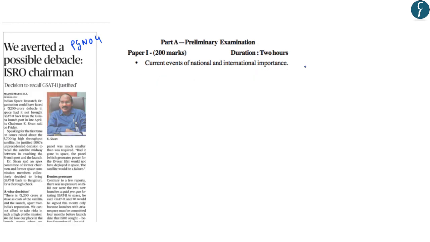The news article on page number 4 is related to a satellite named GSAT-11 of ISRO. So it is related to the preliminary examination syllabus under the topic Current Events of National Importance. So let us try to understand what is the issue that has been highlighted in this news and some basic features that are related to the GSAT-11 satellite.